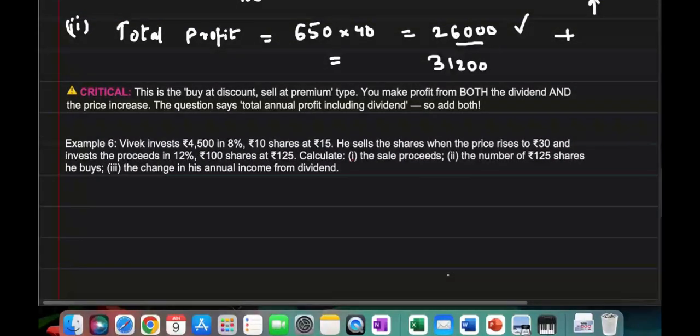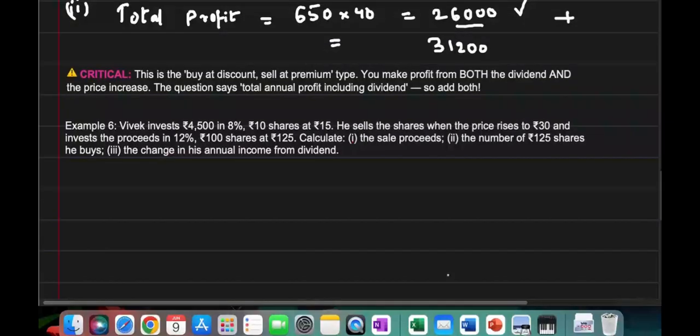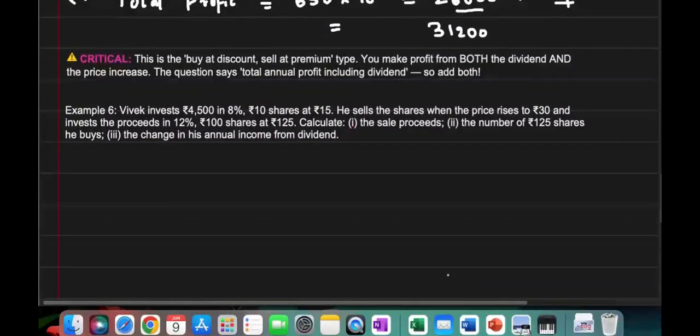Moving on. This is also the same buy at discount, sell at premium type of question. When you make profit with dividend and price increase, we have to include both of them to get the annual profits. Understood? Good.